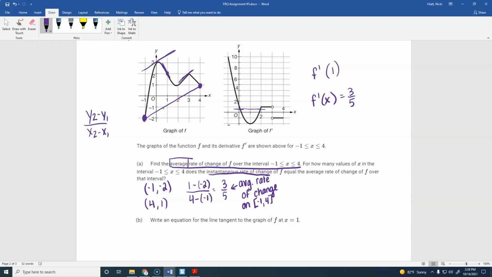So we would say the average rate of change equals the instantaneous rate of change, yes, twice on the interval from -1 to 4.